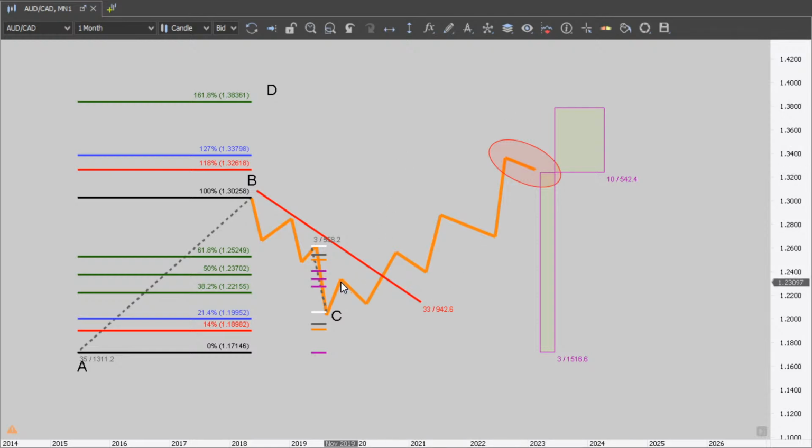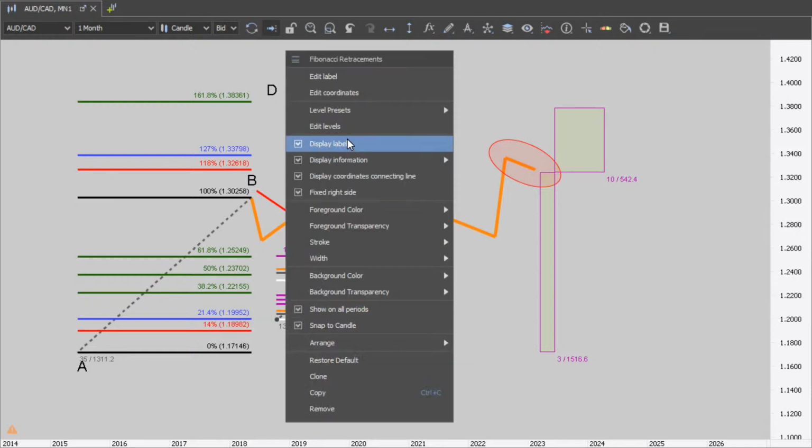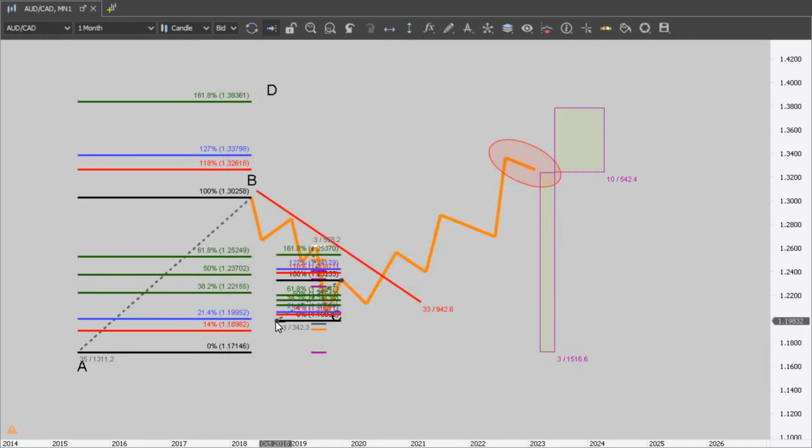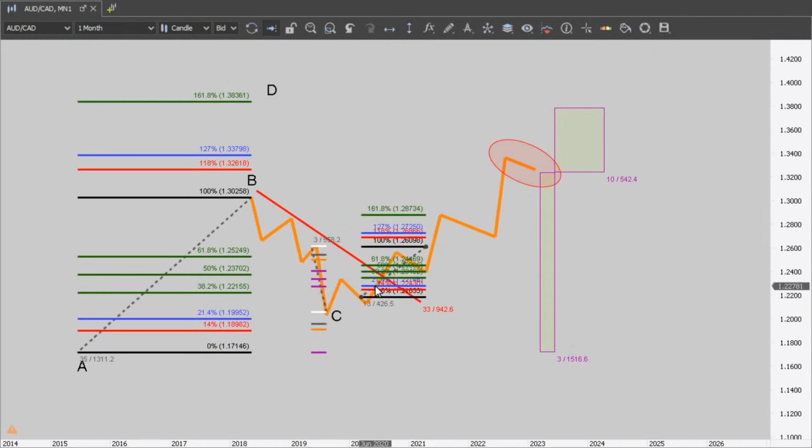What is the confirmation Fibonacci? The confirmation Fibonacci is the Fibonacci that goes in the same direction as the original one. Okay?